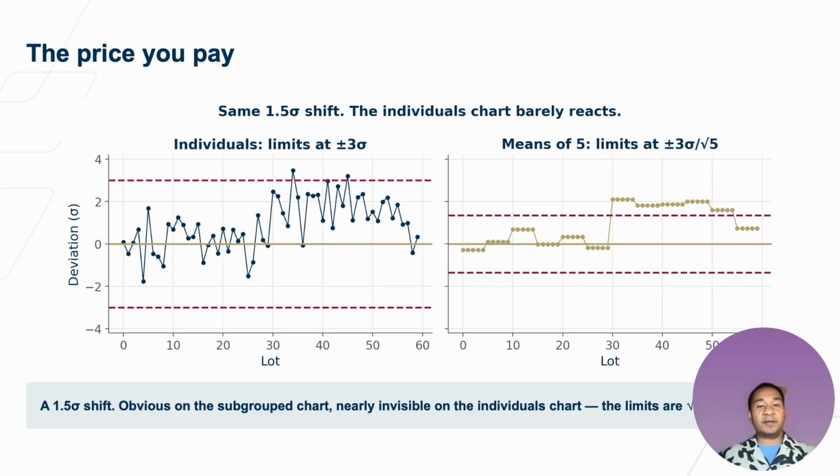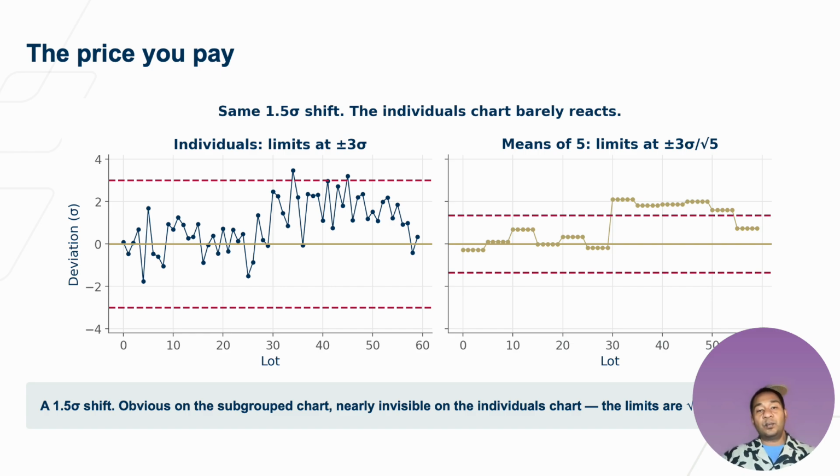Same process, same 1.5 sigma shift at the halfway point. Left, individuals, limits at plus or minus 3 sigma. The shift is there. You can see the cloud move up and almost nothing crosses the limit. Right, mean of 5, limits at plus or minus sigma over root 5. The same shift is unmistakable. The points are outside the limit immediately. Nothing about the process differs between these panels. The shift is identical. What differs is that averaging shrunk the noise by a factor of root 5 while leaving the signal alone. So the signal to noise ratio improved by root 5.